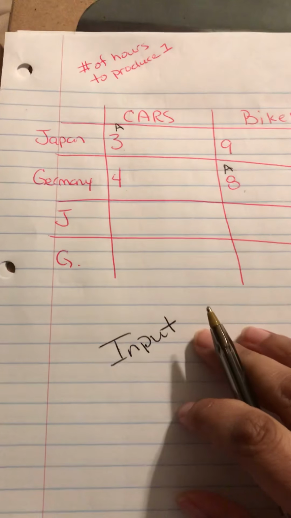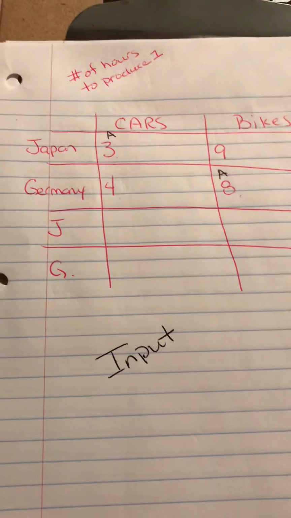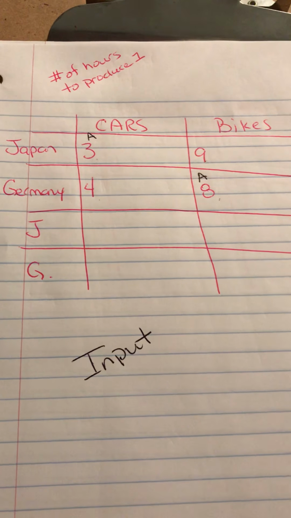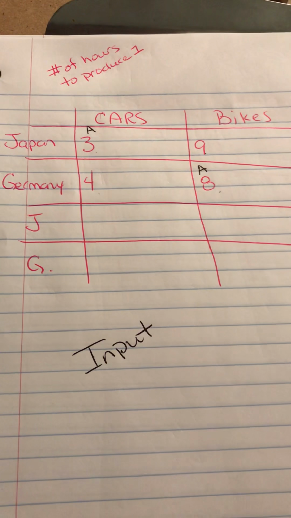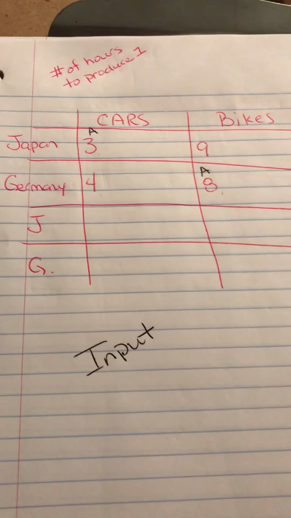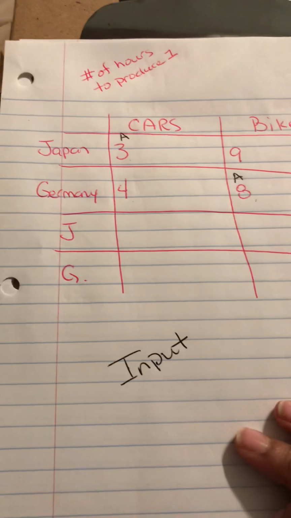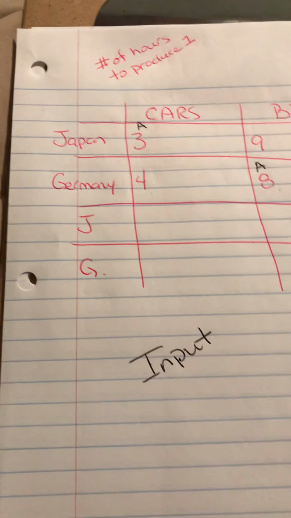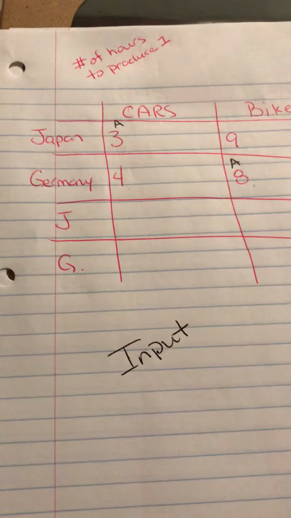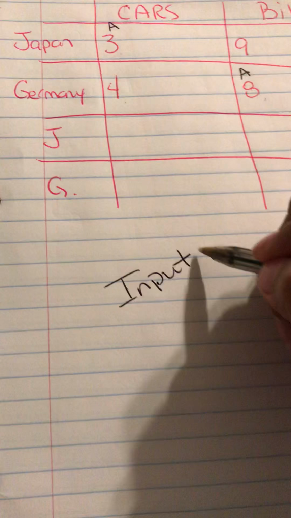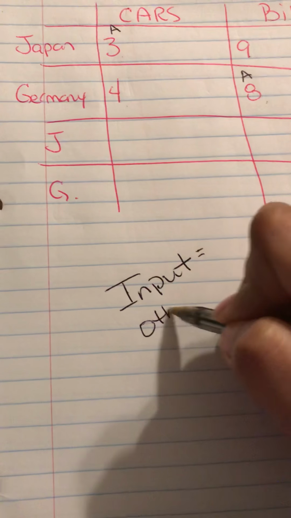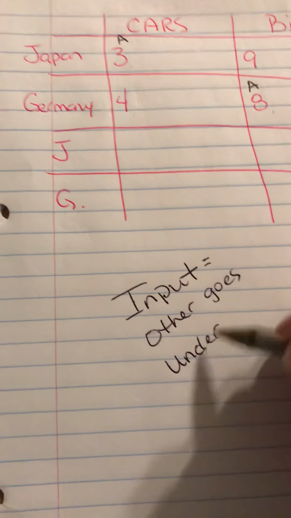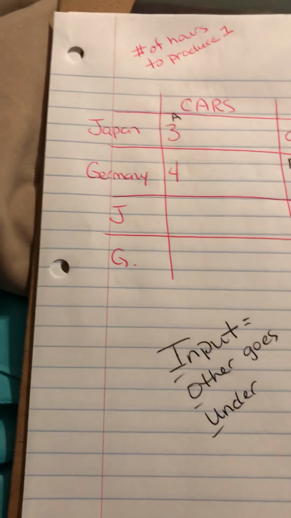Oh, and just FYI, if the numbers are ever the same, like 9 and 9, then you could put either that neither of them has absolute advantage or that both of them do, because it's the same number. So now let's do the comparative advantage. Remember, input equals other goes under. So IOU. That's how you remember it.